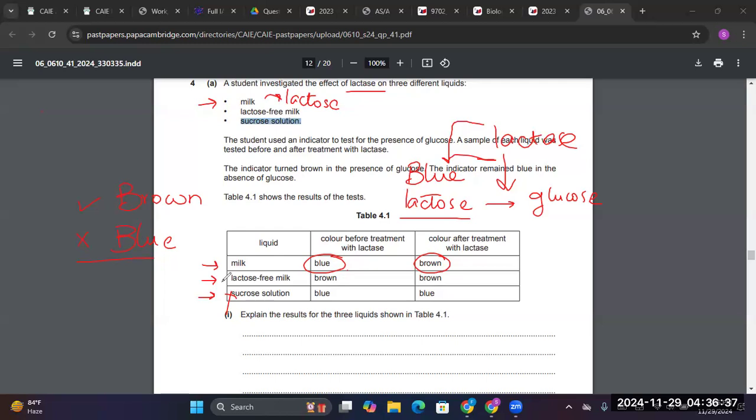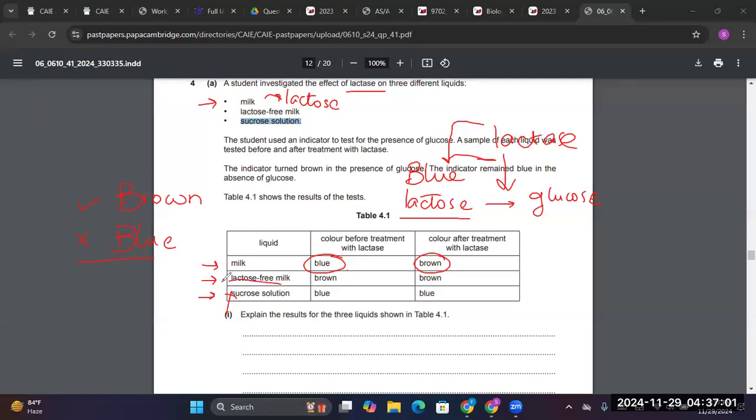If I want to break down sucrose, I have to add the enzyme for sucrose. I can't use the enzyme of lactose, right? So sucrose will give me no color change because there is nothing happening. Why? Because the enzyme is specific for lactose. This is the enzyme for lactose. It's not going to bind to sucrose, right? So no color change in sucrose.